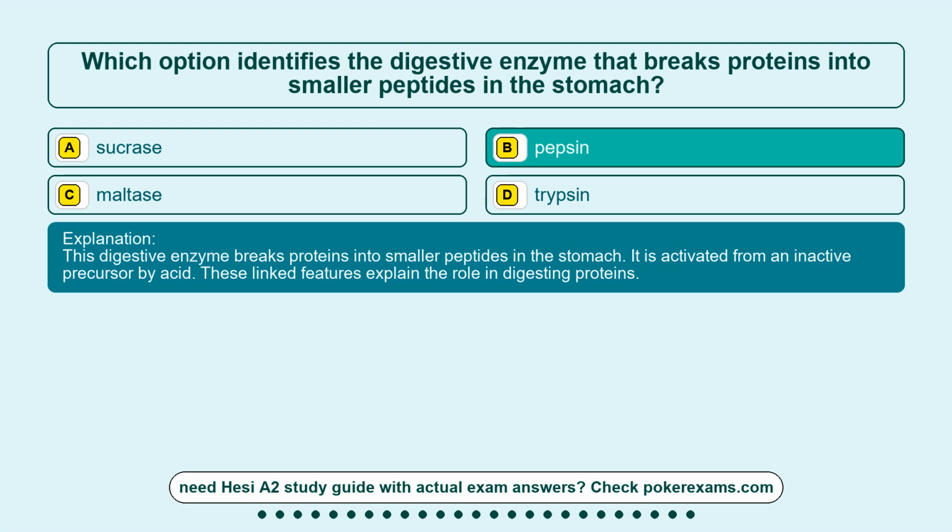This digestive enzyme breaks proteins into smaller peptides in the stomach. It is activated from an inactive precursor by acid. These linked features explain the role in digesting proteins.